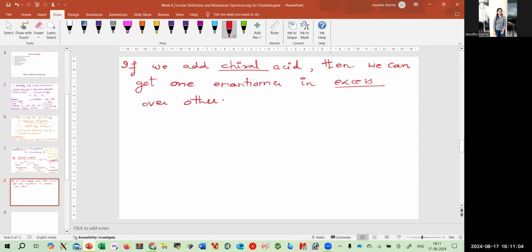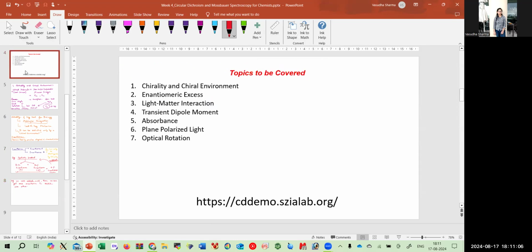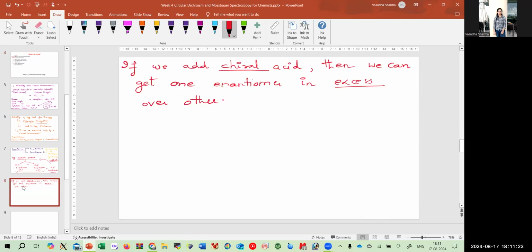So here we have seen that the first topic, chirality and chiral environment and enantiomeric excess, has been taken care of. Since we were talking in our last class about many amino acids, those were the 20 alpha amino acids. But besides that, there are some other amino acids as well that are present in nature.